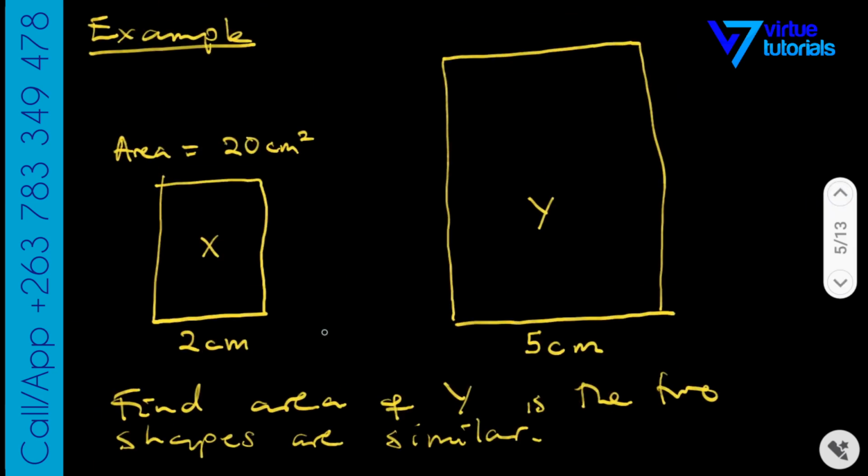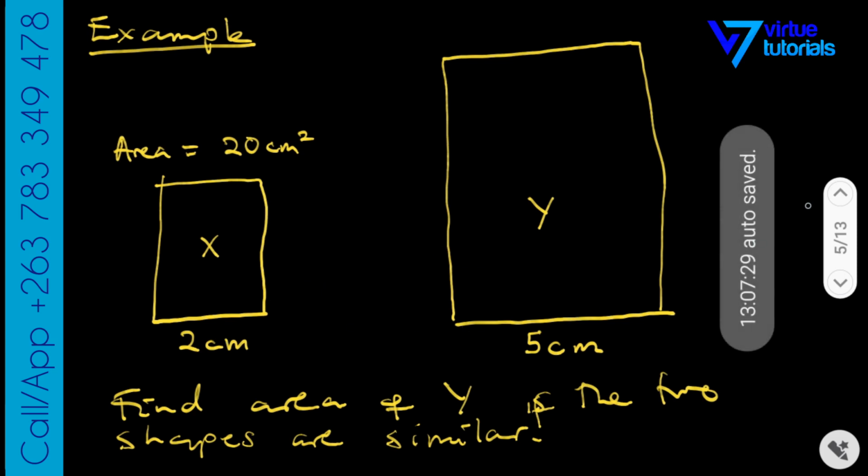So here's an example. We have two shapes, shape X and shape Y. The length of this side on shape X is 2 centimeters. The length of the corresponding side on shape Y is 5 centimeters. Find the area of Y if the two shapes are similar. The first thing I need to do is to establish the ratio of areas.